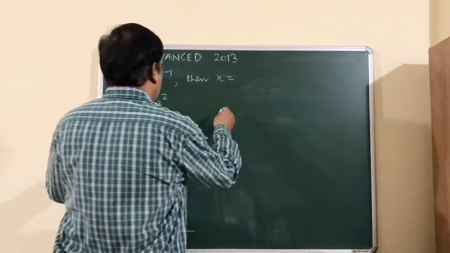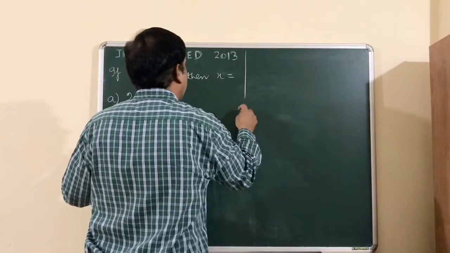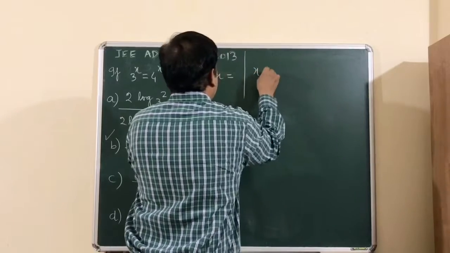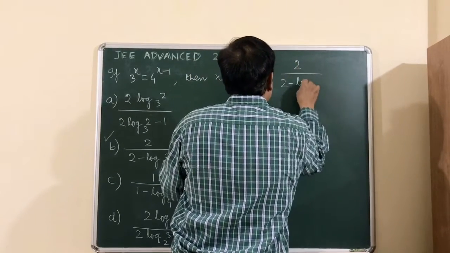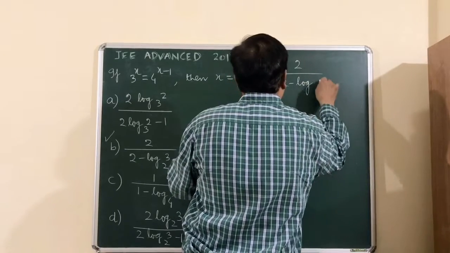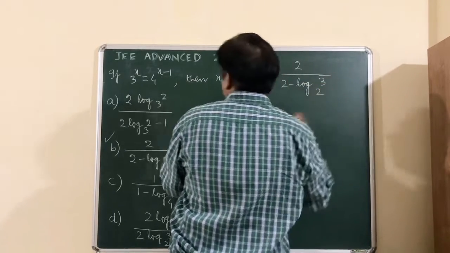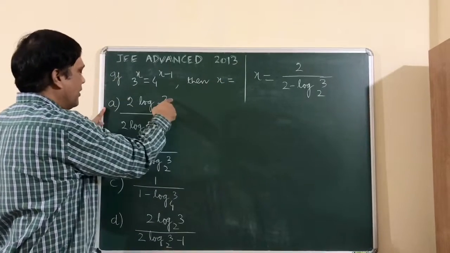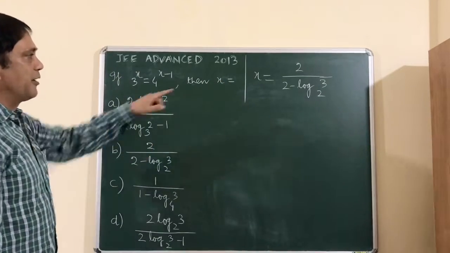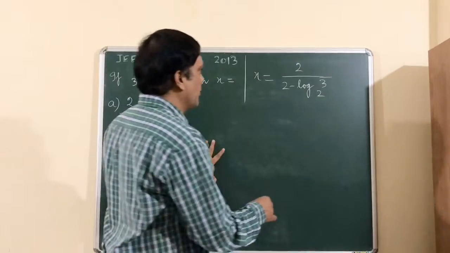So we got the value of x there now. We know that x's value is x equals 2 divided by 2 minus log of 3 base 2. Now see, in option A, instead of log of 3 base 2, they are using log 2 base 3. So we'll convert that log 3 base 2 into log 2 base 3.